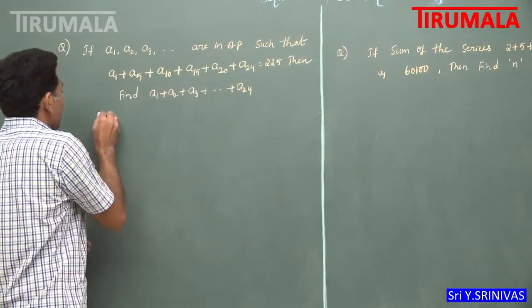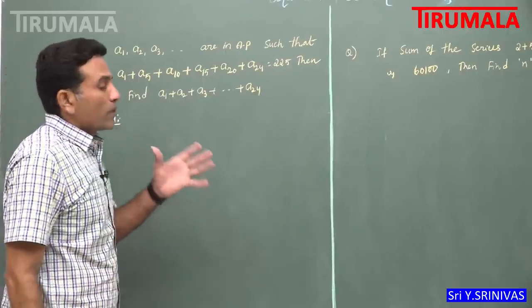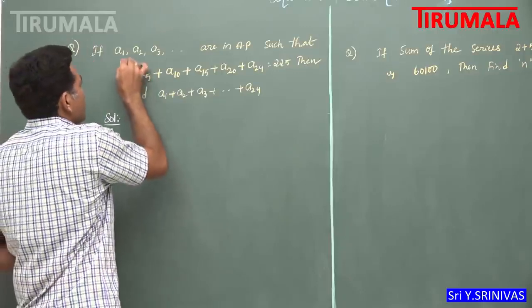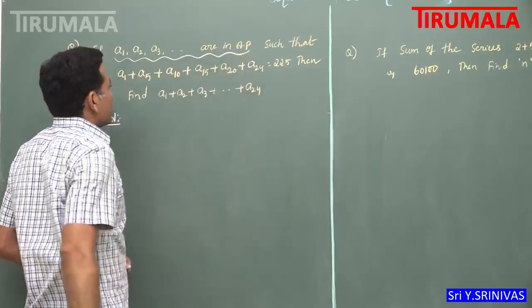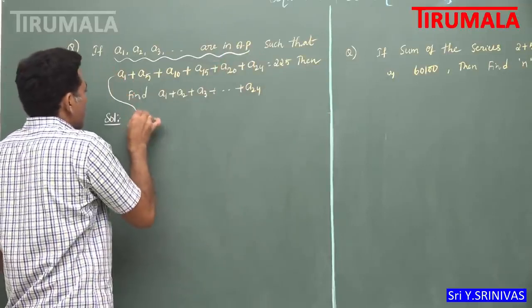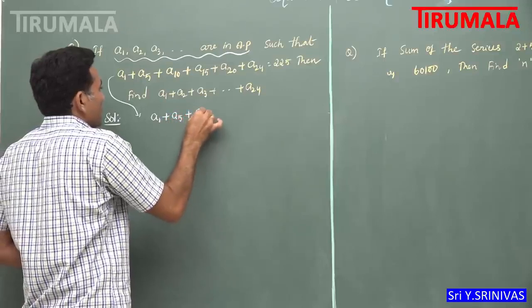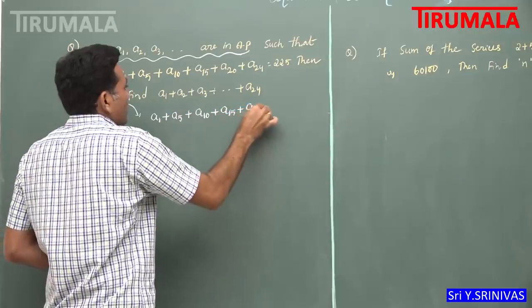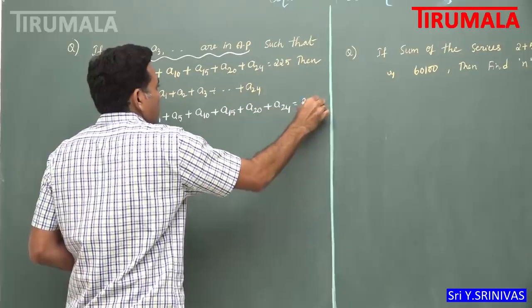Now, here we use the sum of n terms and some properties based on the arithmetic progression. First of all, what is given, students? Given is that the terms are in arithmetic progression. Now, what is given here? A1 plus A5 plus A10 plus A15 plus A20 plus A24 is given. It is 225.